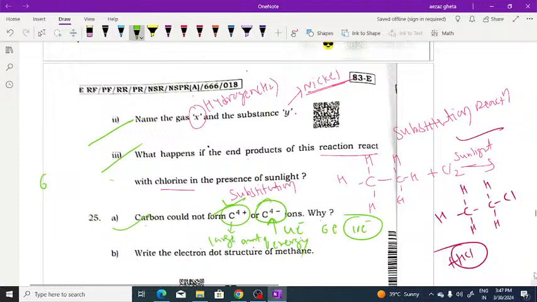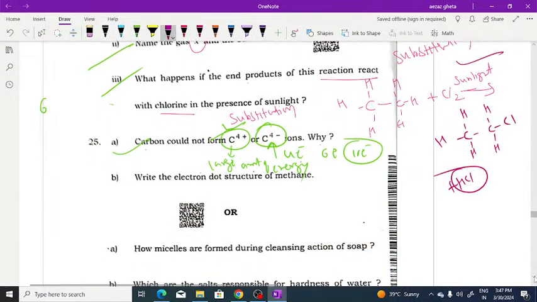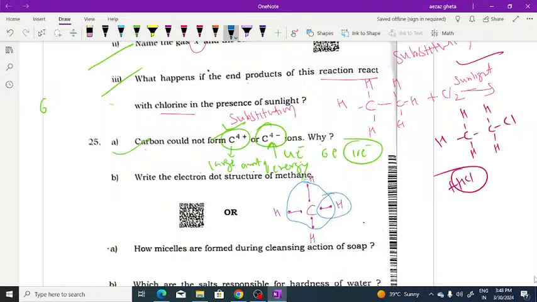Write the electron dot structure of methane. Okay, methane is not difficult, boys and girls. This is carbon, with hydrogen on each side. In the dot structure, there are dots shared between carbon and each of the four hydrogens, H. That's it, boys and girls. This is carbon, and these are hydrogens.